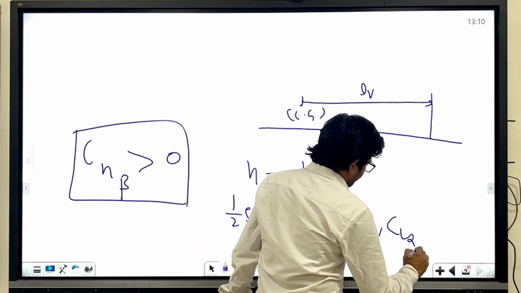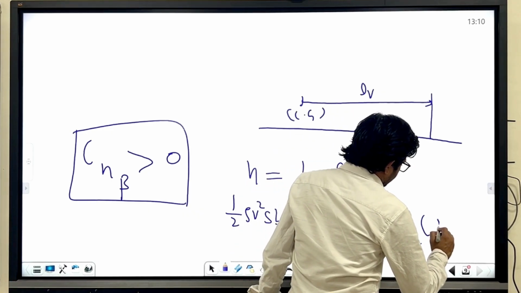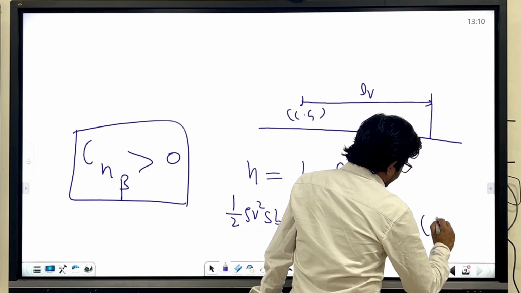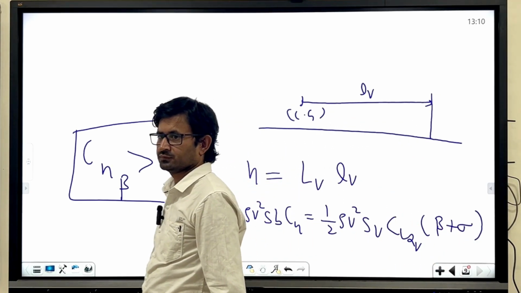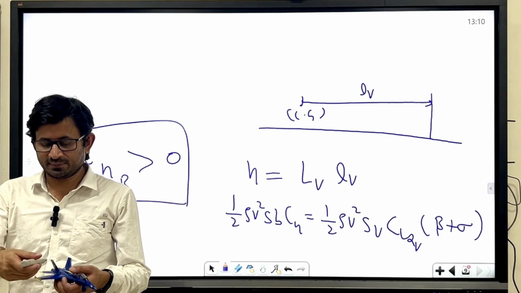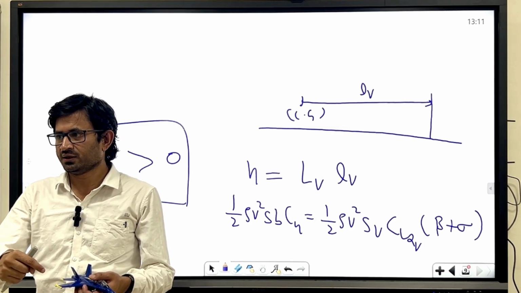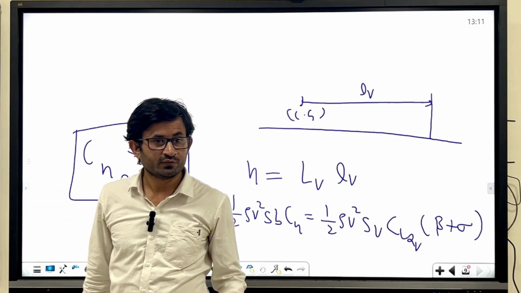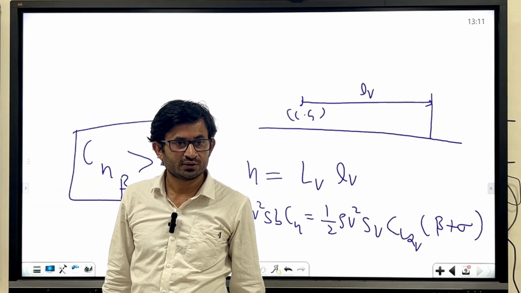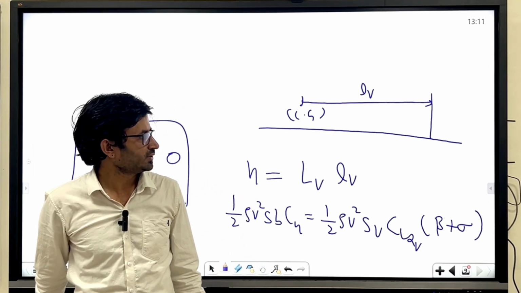Cl alpha of the vertical tail times (beta plus sigma). Why? Beta is the sideslip angle, and due to vortices there will be a sidewash angle, so the total angle will be beta plus sigma, like we have seen in the downwash case. So in the longitudinal case there was a downwash, but here it is a sidewash. So beta plus sigma.